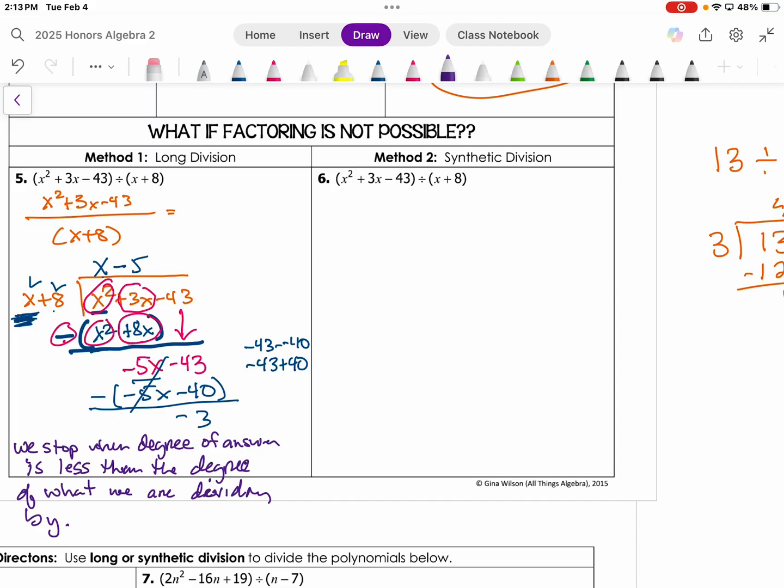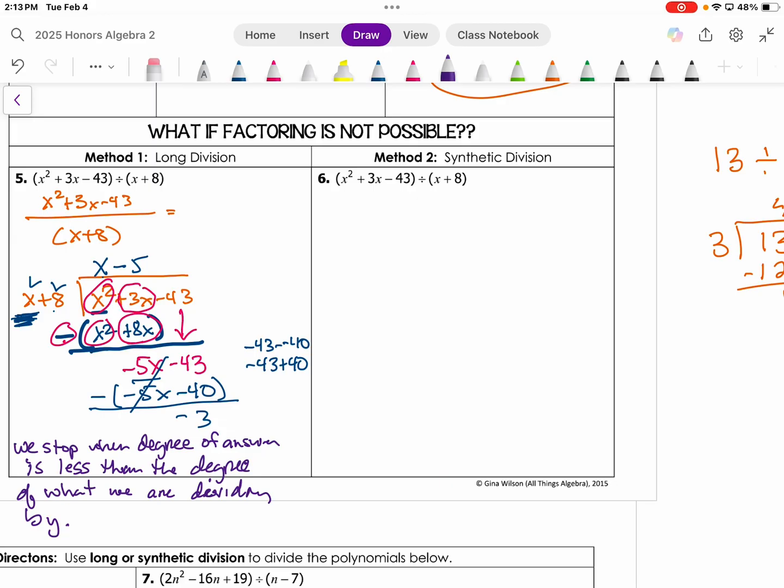So, since I have x to the first power, I have to keep doing this long division process until the degree in this answer line is less than that degree. Okay? A degree of nothing is smaller than a degree of 1. So that's why I got to stop. I kept going on the previous line because the degrees matched. They were both 1s. But once it's less than the degree of what you're dividing by, you stop.